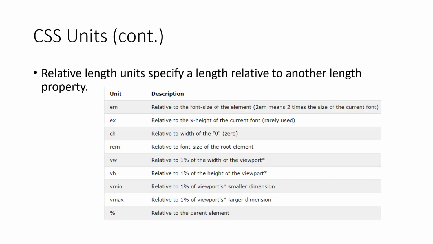Relative length, EM, is relative to the font size of the element. I told you, when we use a footer element, we set the size to 0.7. That means relative to the font size, we will use 70% of the size. So for example, 2em means 2 times the size of the current font. That's how it is used. Similarly, there are other units as well, but the most commonly used one is the EM unit.